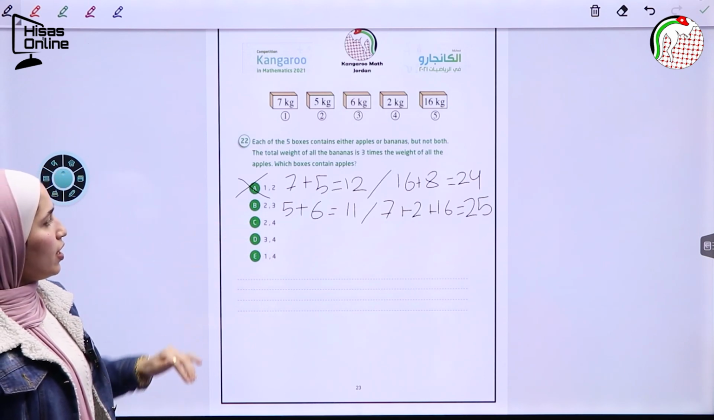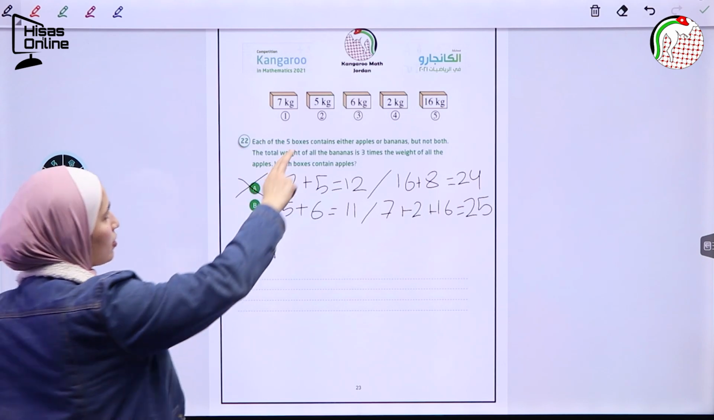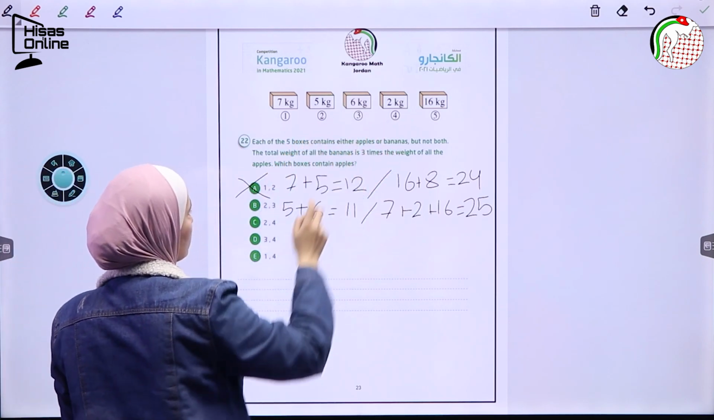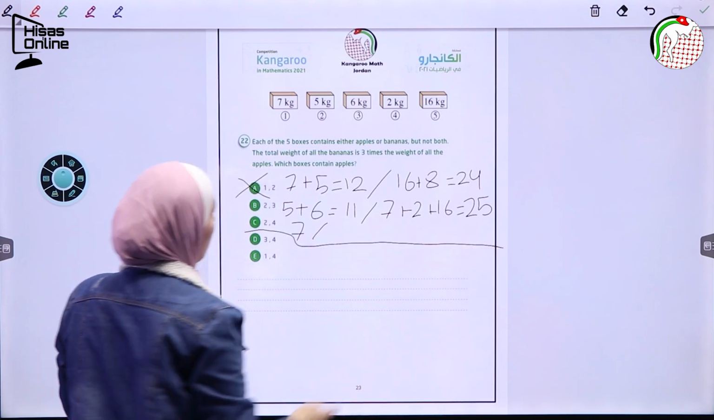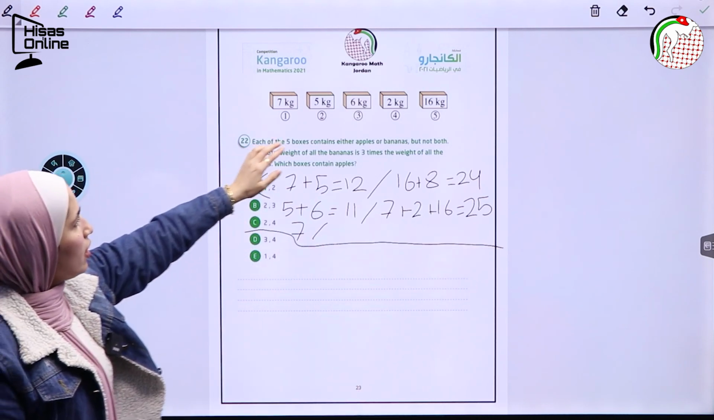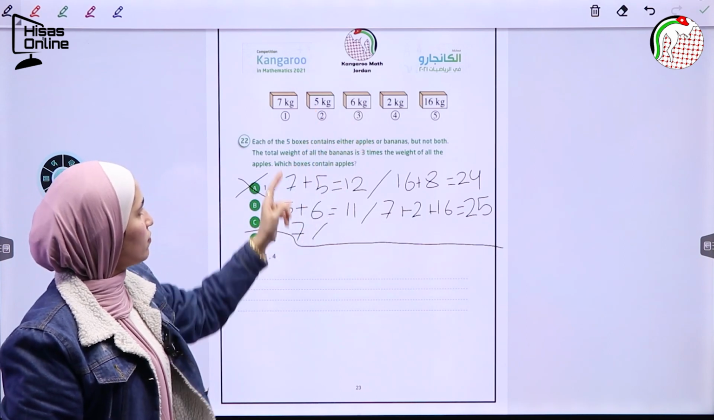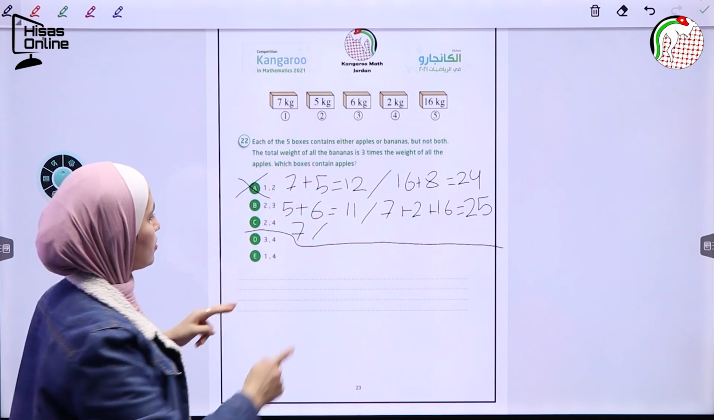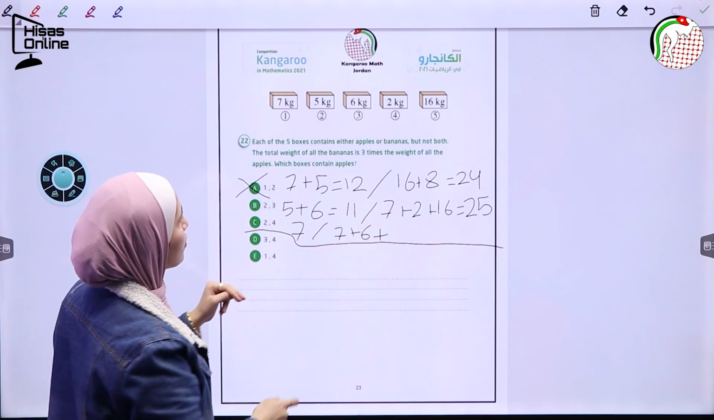Now let's try to answer C. 2 and 4. Let's add 5 with 2, 7. Now let's add 7 plus 6 plus 16.